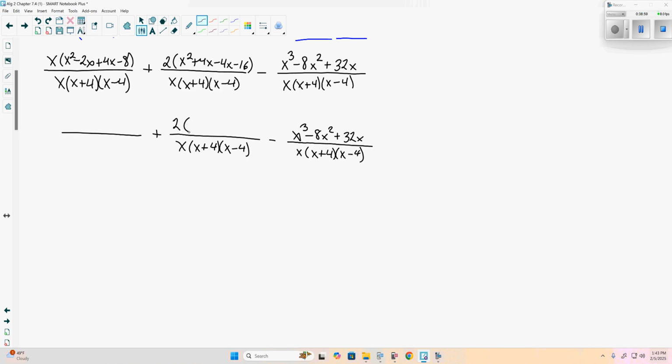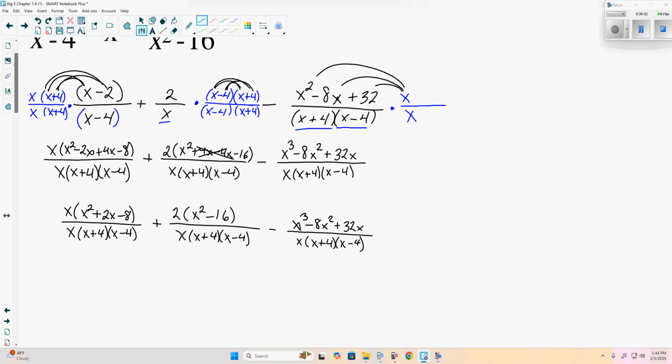Now the middle one, our x squared plus 4x minus 4x minus 16. Well, the 4x and negative 4x is going to be what? 0, telling us that we have x squared minus 16. Our first one, negative 2x plus 4x, is going to be plus 2x minus 8.